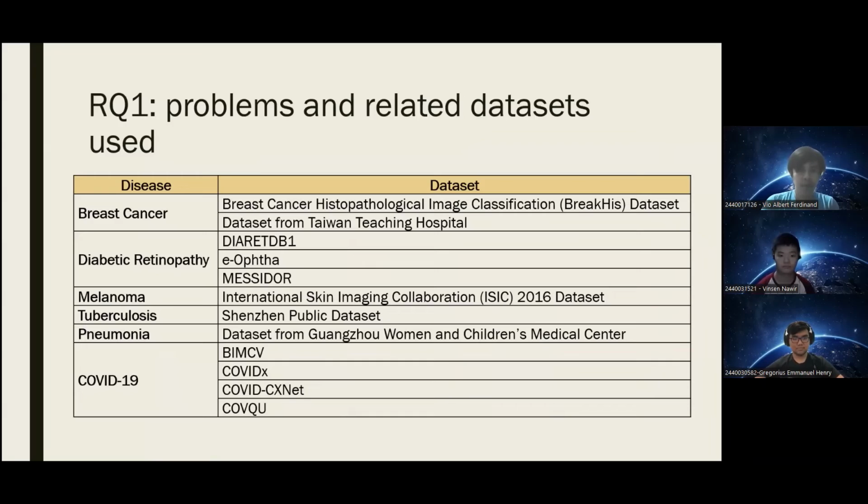Next, problem and the related datasets are discussed in each paper. It is found that there are 6 different problems that were discussed, including breast cancer, diabetic retinopathy, melanoma, tuberculosis, pneumonia, and COVID-19. Furthermore, there are several different datasets used in one problem. Due to this, we would expect that the study can include a wide variety of datasets.